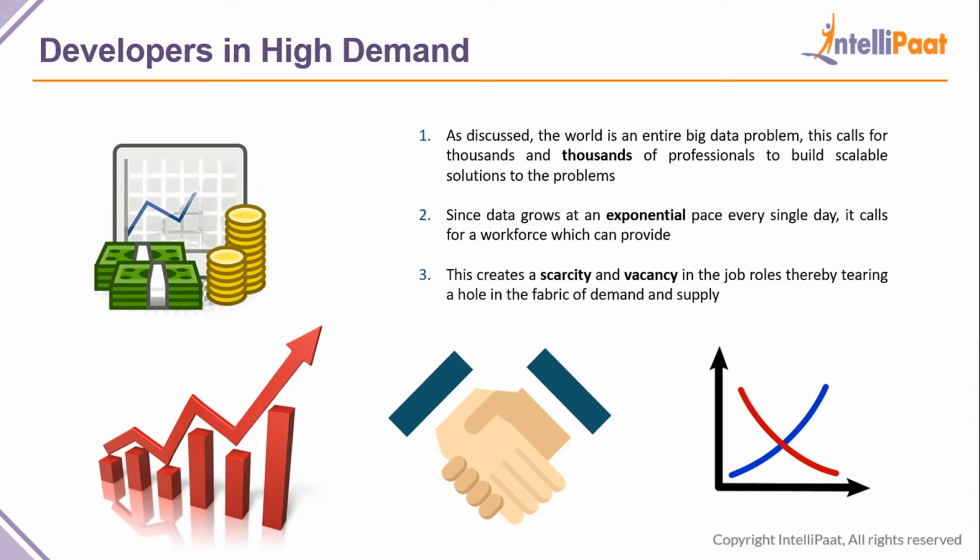What this in turn creates is A plus B equal to C. There is a scarcity, a vacancy of all the job roles, and this at the end of the day tears an entire hole in the fabric of demand and supply, where the demand is very much there but the supply is very low. So this scarcity, this vacancy, is the biggest advantage for all of you learners out there right now. If you are considering becoming developers, know this point: there is a scarcity right now for good big data developers. And of course, as I mentioned, with the right certification, the right skill set and experience, you can fill this scarcity and restore the balance in the demand and supply world.